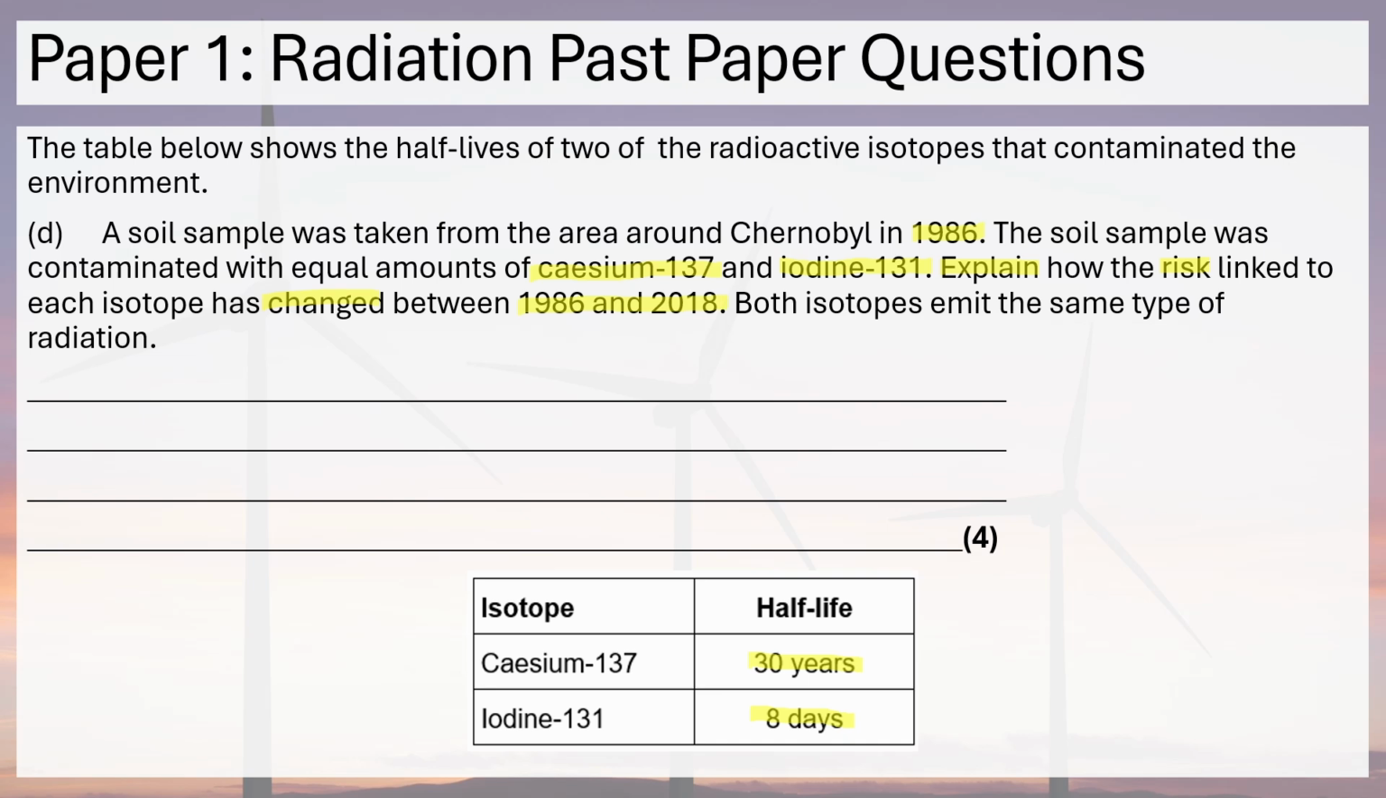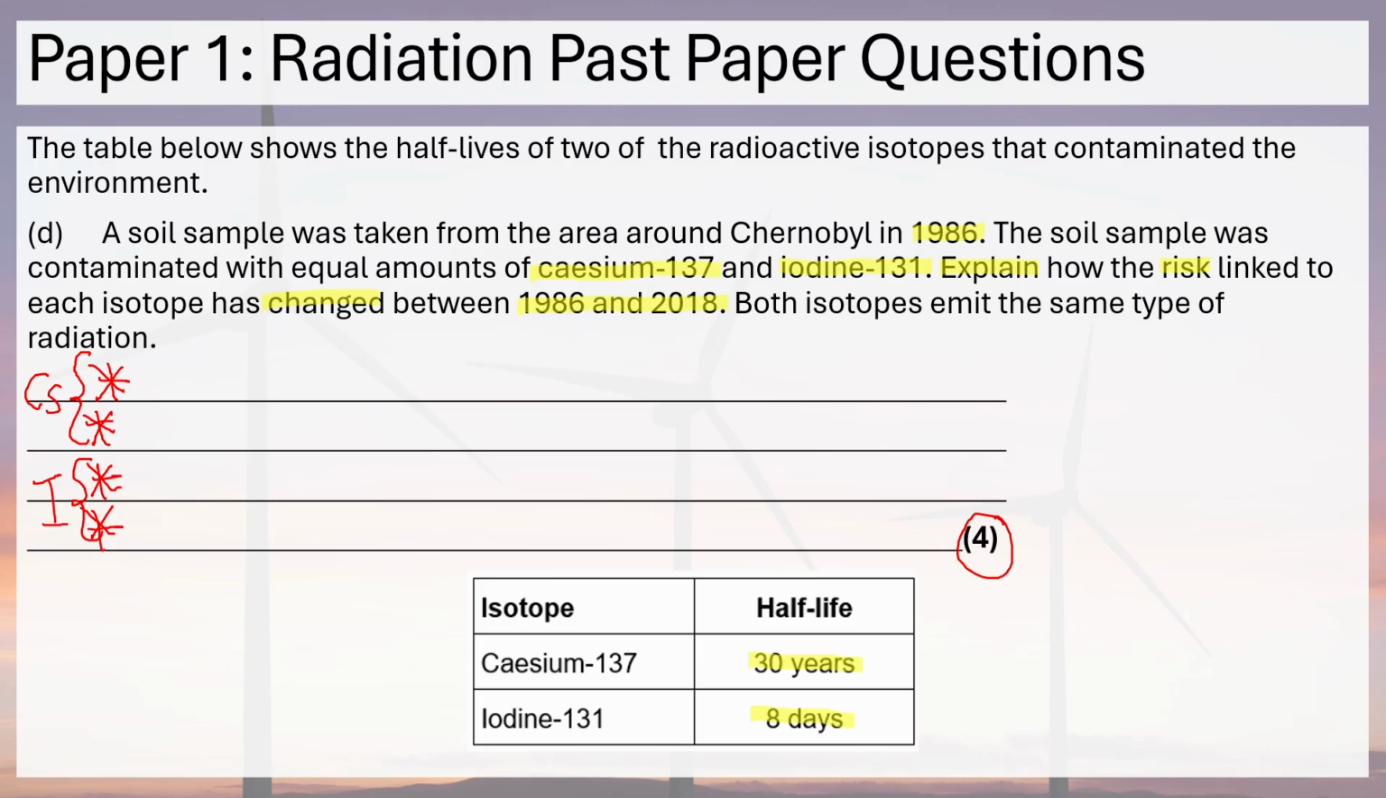Both isotopes emit the same type of radiation, so we can sort of put that to one side as a sort of control variable. Let's think about how we're going to organise the answer. 4 marks, 4 bullet points. And because we're looking at 2 different isotopes, that means 2 bullet points per isotope. So 2 for cesium and 2 to talk about iodine.